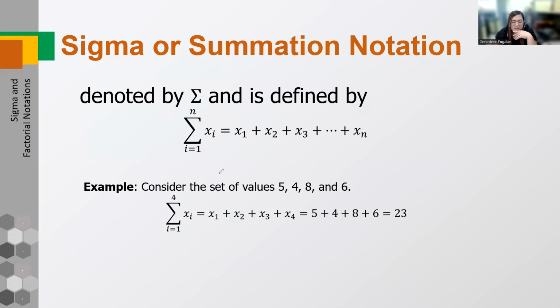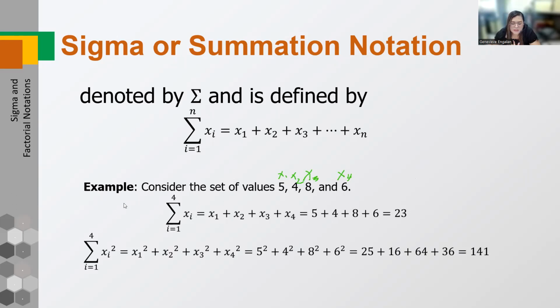Class, in our values, this is our x sub 1, this is our x sub 2, following our sequence, then this is x sub 3, and this is x sub 4. So the sum of x sub i as i goes from 1 to 4 is x sub 1 plus x sub 2 plus x sub 3 plus x sub 4. That means we have 5 plus 4 plus 8 plus 6, which is equal to 23.